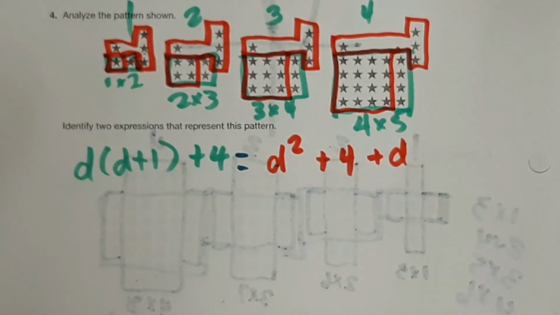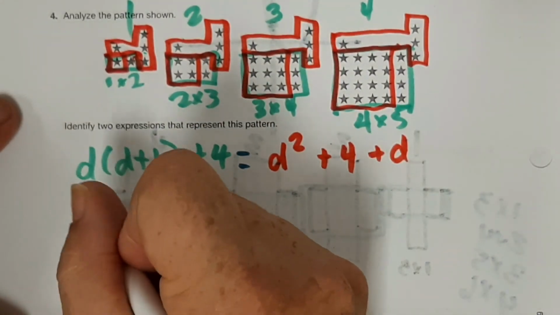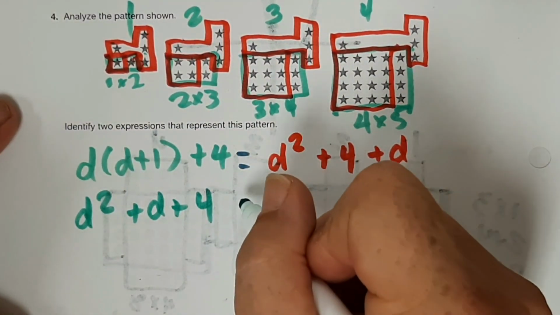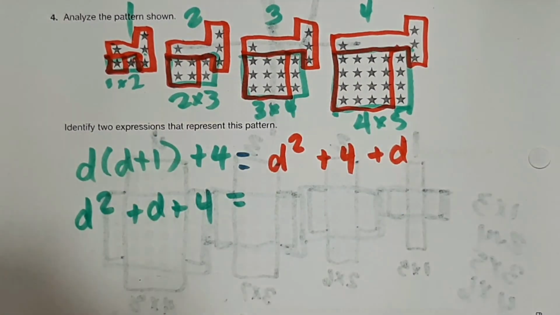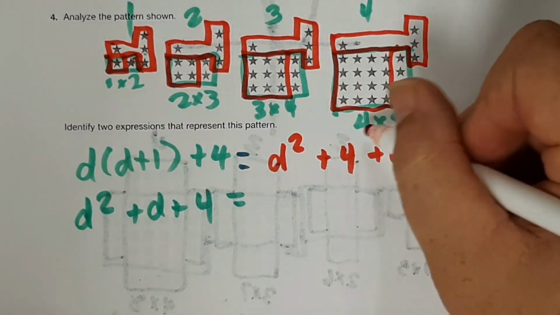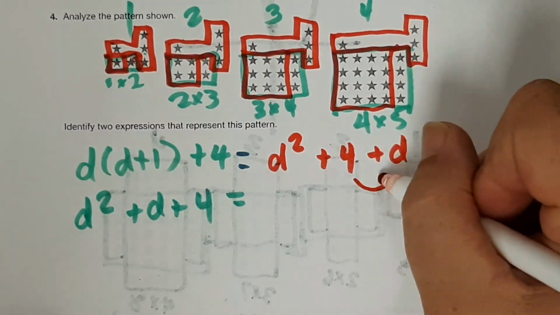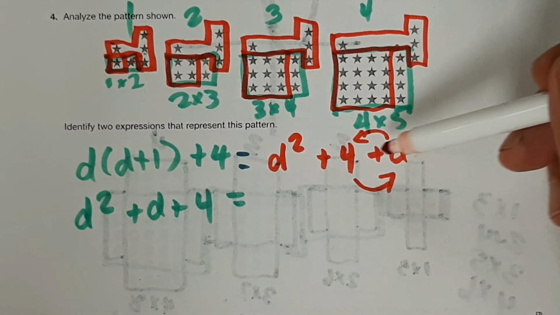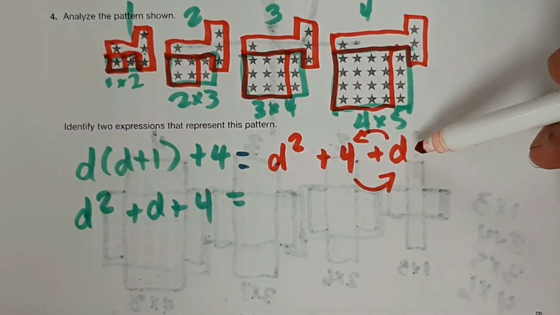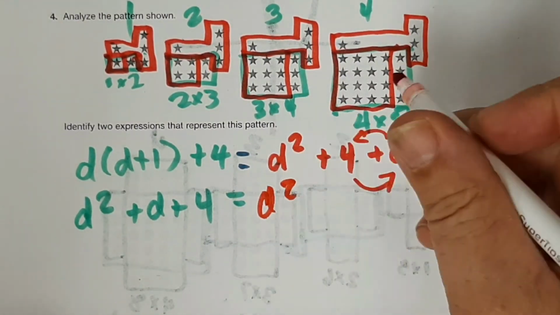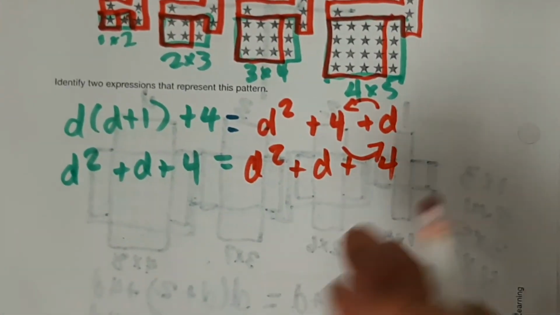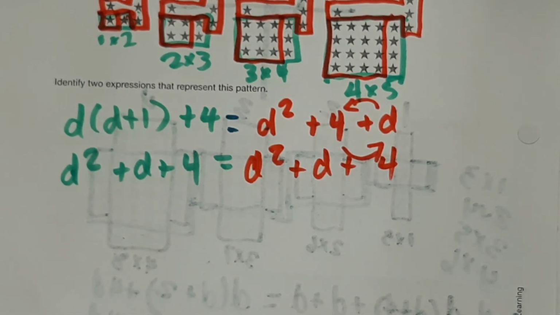So on the green, let's multiply out d squared plus d plus 4. And if I rearrange my red, I could switch out my 4 and d here because of the commutative property, which says a plus b equals b plus a, or like 1 plus 2 equals 2 plus 1. So if I reverse those, I get an equivalent function. And that is it for test corrections.